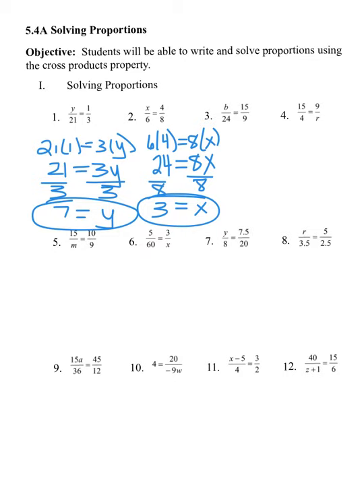Number 3, we're going to do the same thing. 24 times 15 equals 9 times b. You may use a calculator here for the multiplication. Just write out, like I did, what I was multiplying. So you can use the calculator for 24 times 15, but I want you to write out the step where you actually write that you're multiplying the two numbers. You get 360 equals 9 times b. Divide both sides by 9, and you get 40 for b.